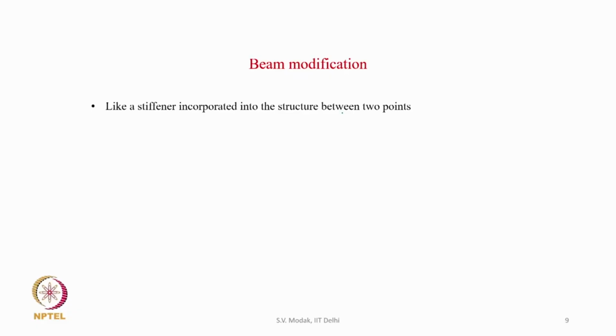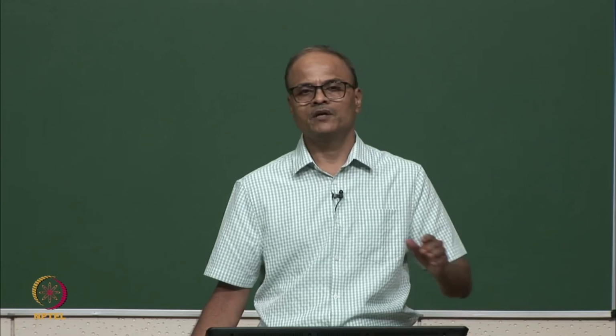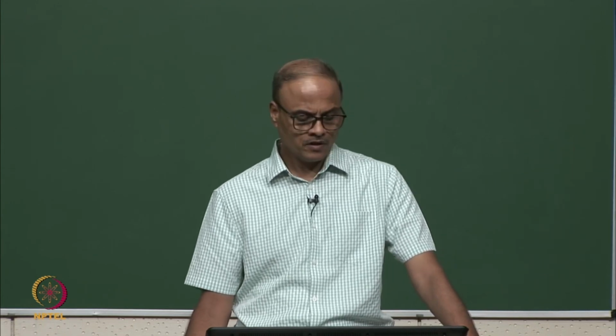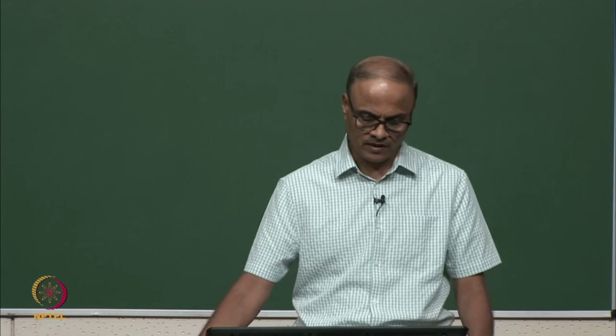So, beam modification is like addition of a stiffener into the structure between 2 points. It is a more complex modification. When a stiffener is added, it not only resists the forces at those points, but also the moments at those points, right. Therefore, the stiffness and the mass matrix of the beam involve both the translational and rotational degrees of freedom, and they can be described using the finite element matrices for the beam elements.